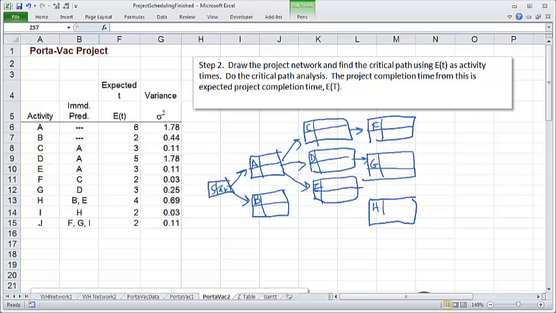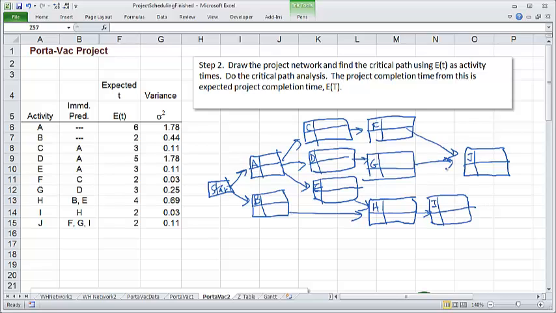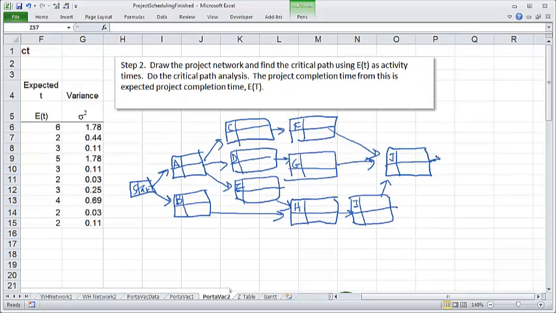Let's put H here. And I has H as its predecessor. And J has F, G, and I as its predecessors. And that's it. So J must be the final activity. So we connect J to the finish node.